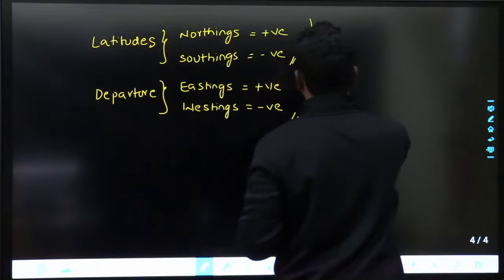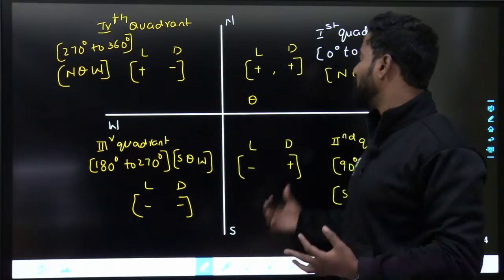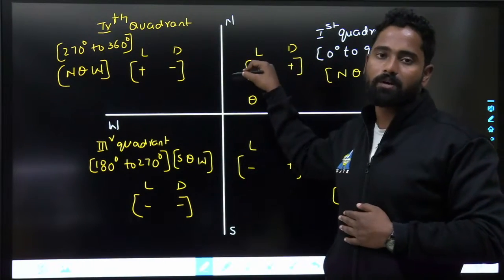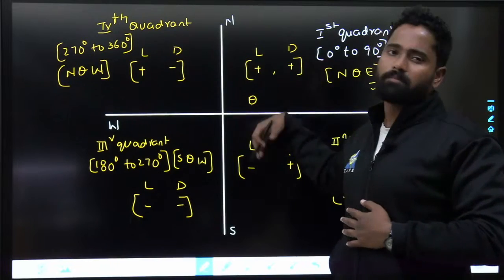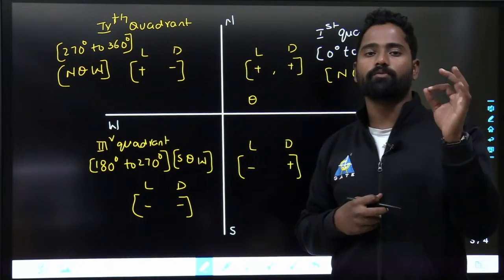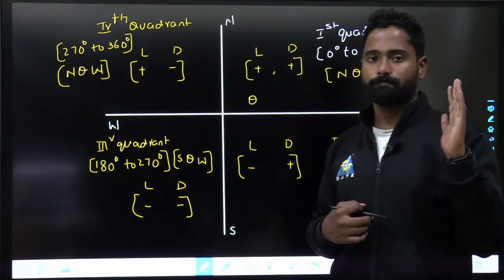So whenever in the problem they ask for the quadrant, you can find out the quadrant, or based upon the reduced bearings you can also find out latitude and departure. By different methods you keep on finding out latitude and departure. Signs are also very much important. Any doubts in this? Ask me.